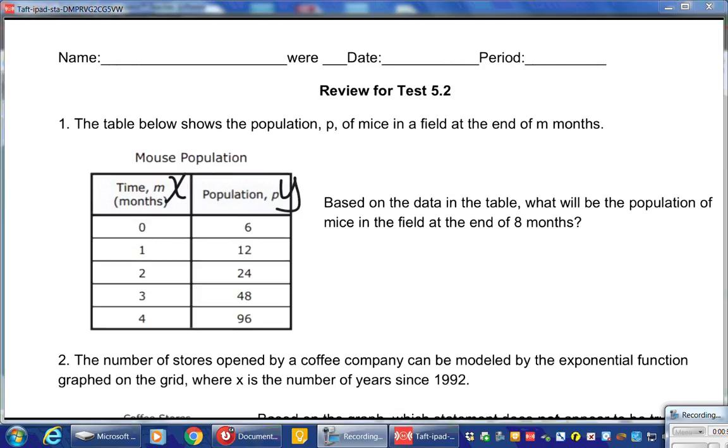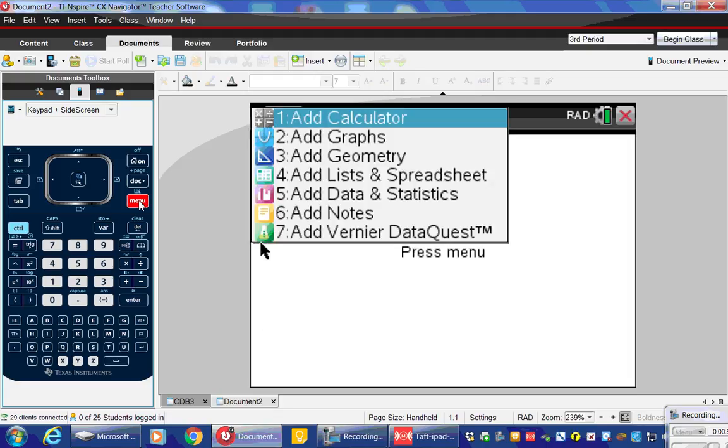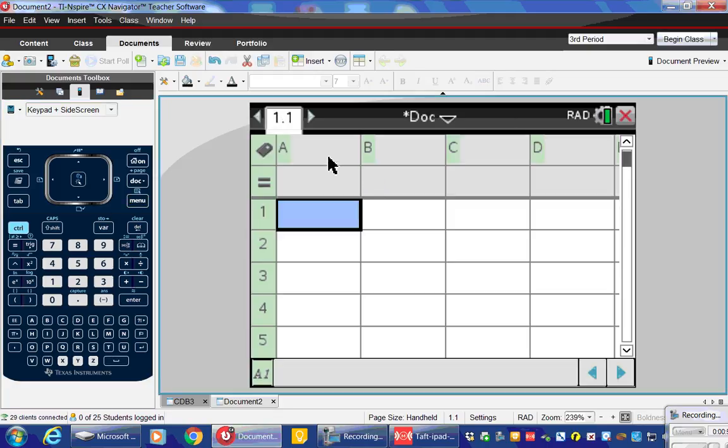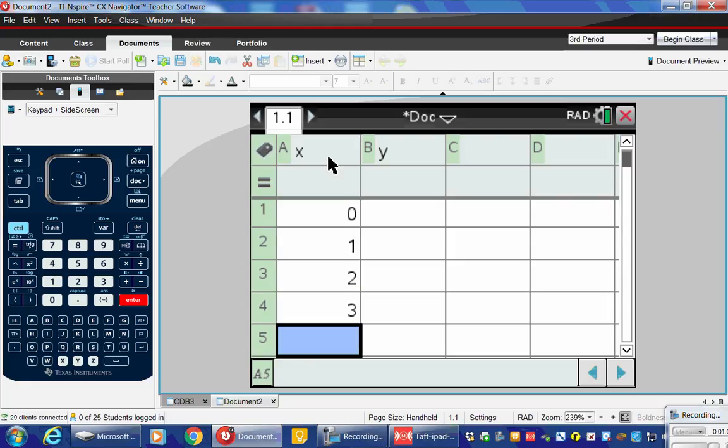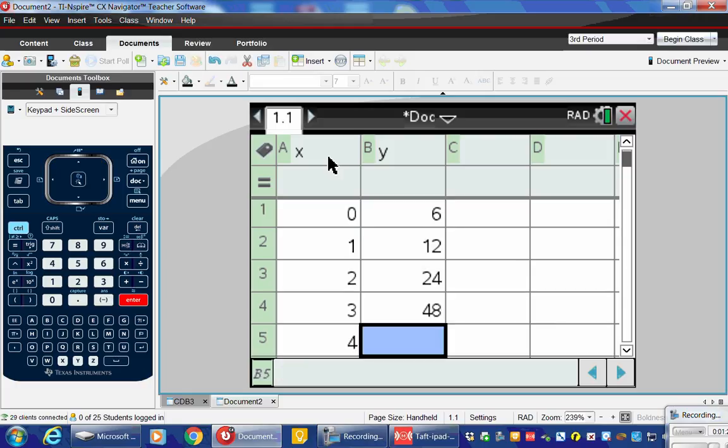So what I'm going to do is in my calculator, I'm going to add a list in spreadsheets. And I'm going to title each column x and y. And then I'm going to enter the data that I have. The first set of data I have is 0, 1, 2, 3, and 4, talking about the number of months that have passed. And y values are going to be my population of mice in a field. So I have 6, 12, 24, 48, and 96.